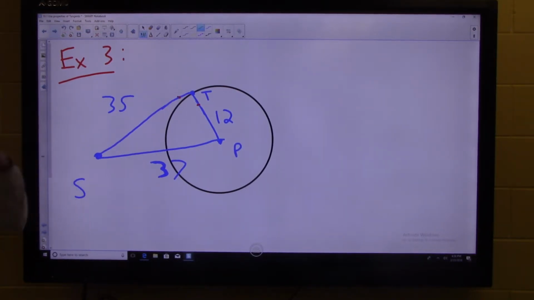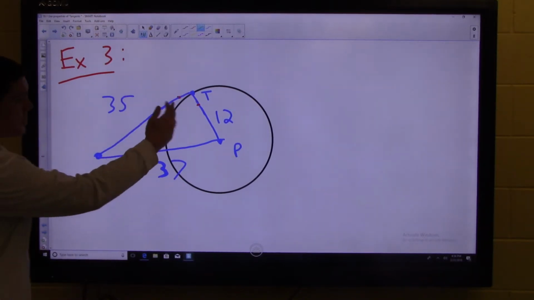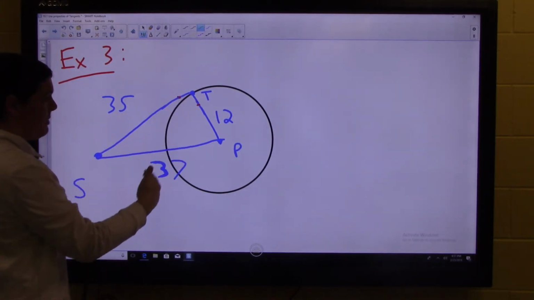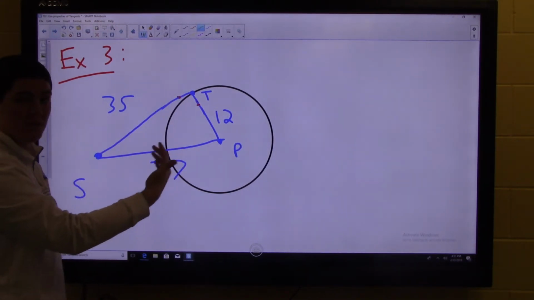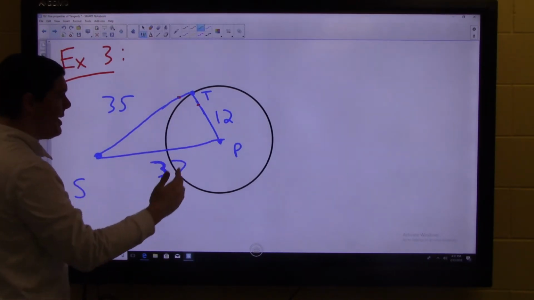So let's unpack what that is asking here. Basically, what we're trying to figure out is, is ST actually a tangent segment? If I were to extend that, I know it kind of looks like a tangent segment, but it may not be. All right, we have to check this, and I'll talk about how to check it in a second.